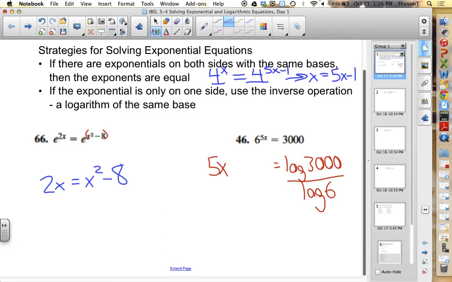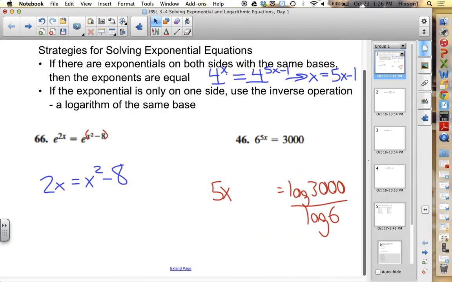Because I would get to the same place a little different way. If you like doing it that way, that's perfectly fine. I would have done it by right off the bat taking the log base 6 of both sides. Okay?